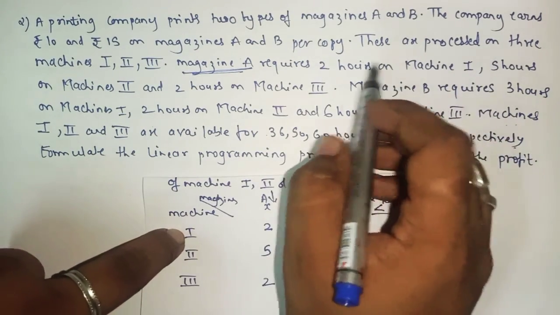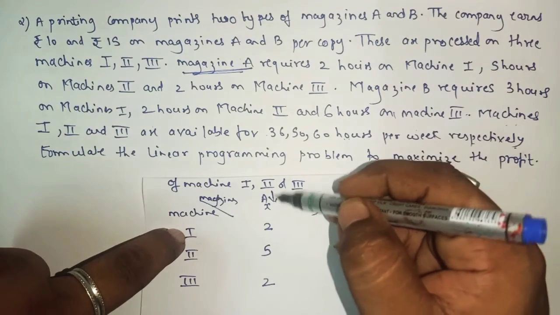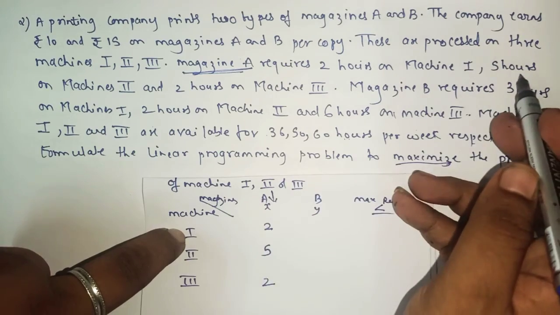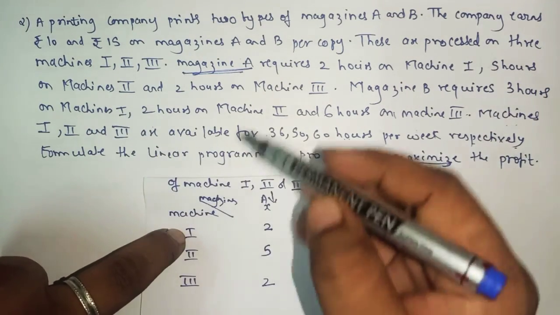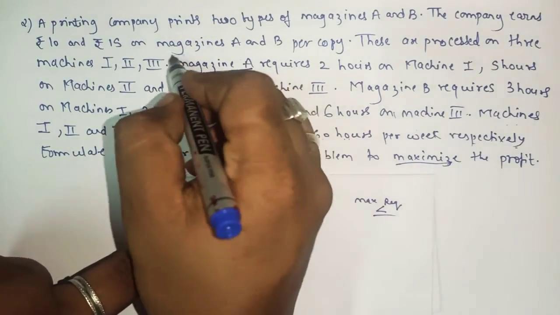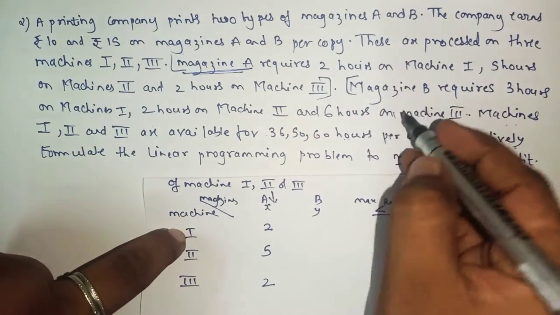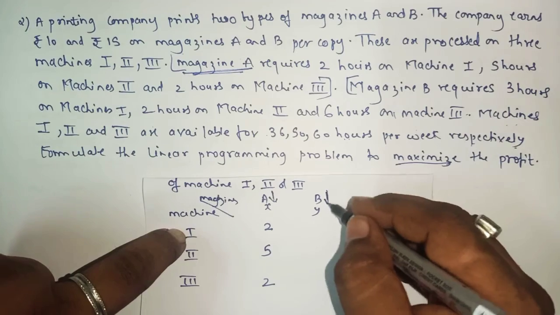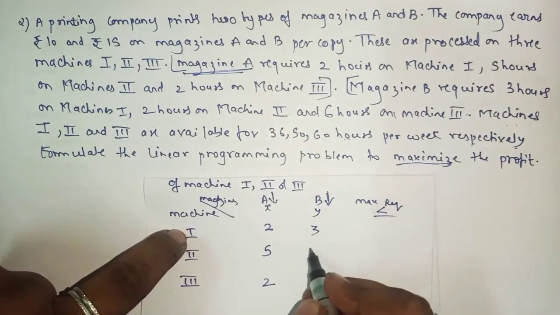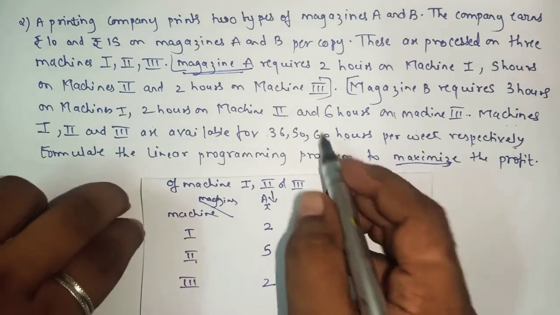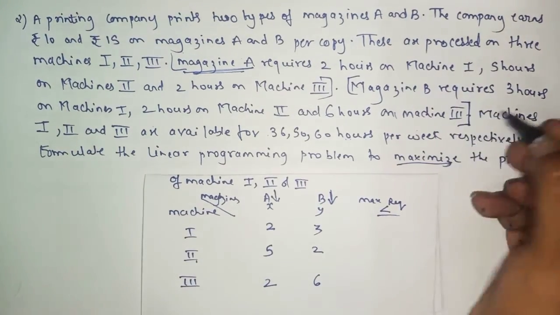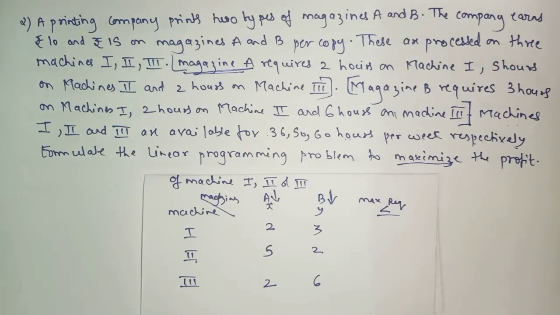Once again I will read the sentence. Magazine A, just focus on A, requires 2 hours on machine 1, 5 hours on machine 2, 2 hours on machine 3. Understood about this sentence? Now we'll move on to the next. Magazine B requires, now focus on B, 3 hours on machine 1, 2 hours on machine 2, and 6 hours on machine 3. So from this we got the idea about magazine B.